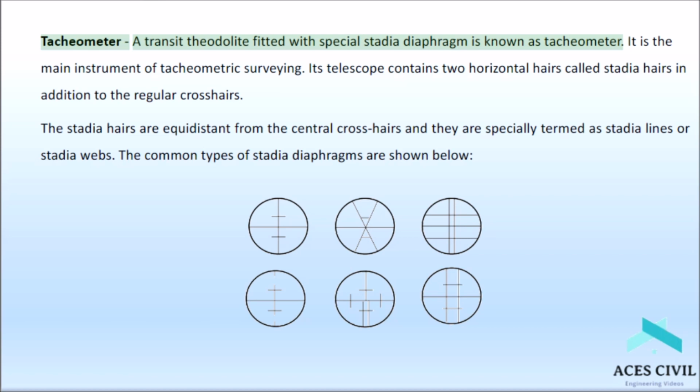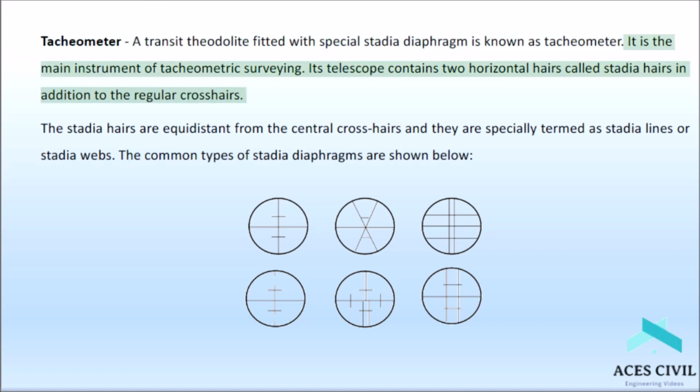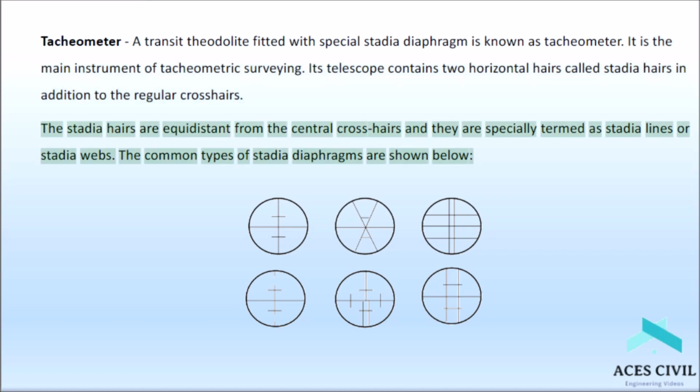Tacheometer. A transit theodolite fitted with special Stadia diaphragm is known as tacheometer. It is the main instrument of tacheometric surveying. Its telescope contains two horizontal hairs called Stadia hairs in addition to the regular crosshairs. The Stadia hairs are equidistant from the central crosshairs and they are specially termed as Stadia lines or Stadia webs. The common types of Stadia diaphragms are shown below.